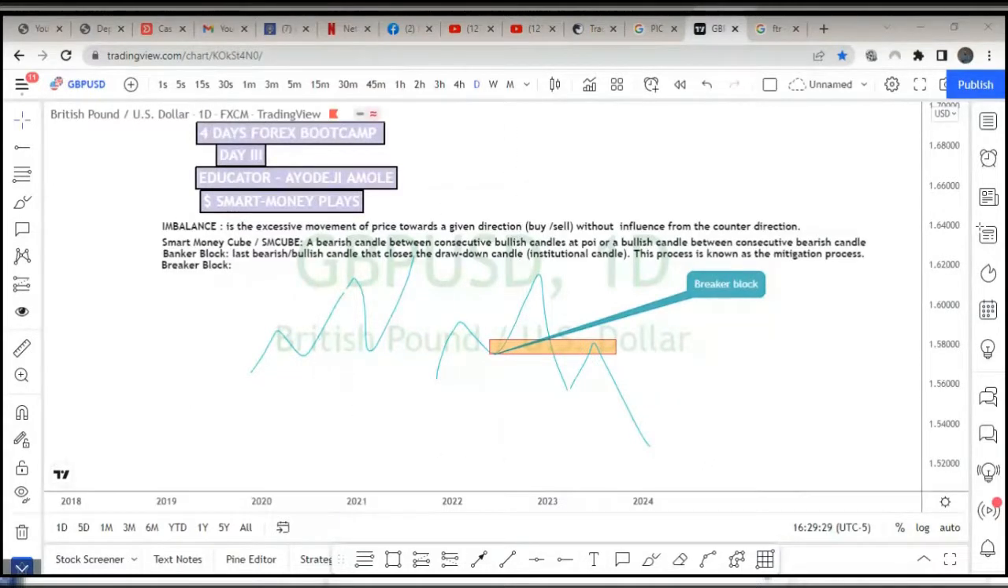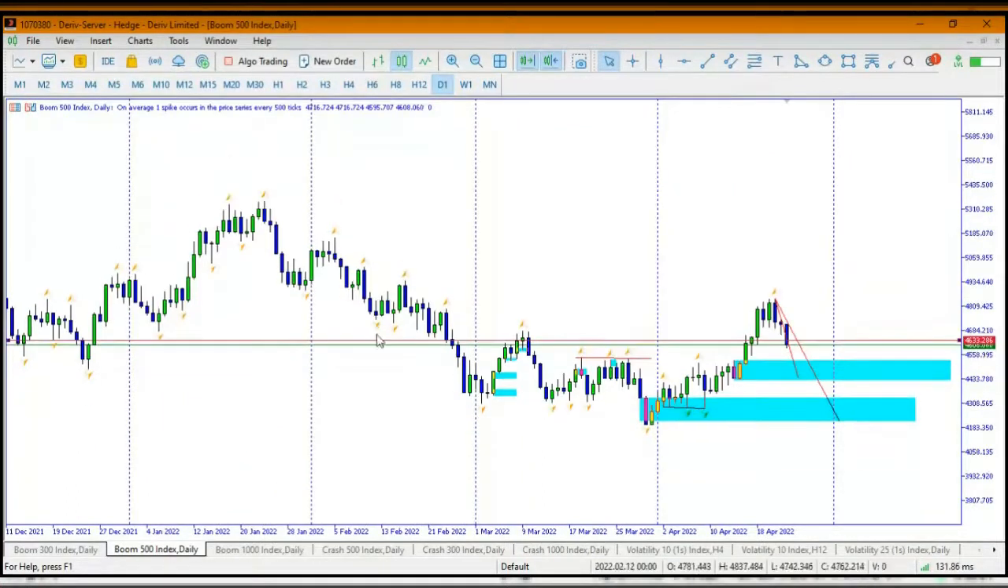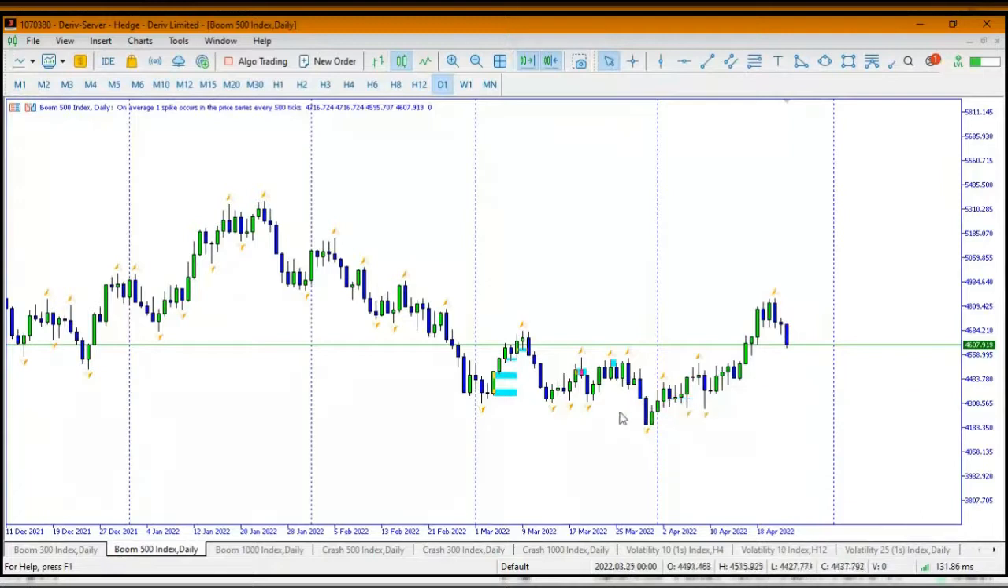In fact, still that's B5. Lower high, lower low, break structure. So this block betrayed that sell trend. Lower high, lower low, lower high, lower low. So this block betrayed that sell trend, which now correlates with our cube that is here.